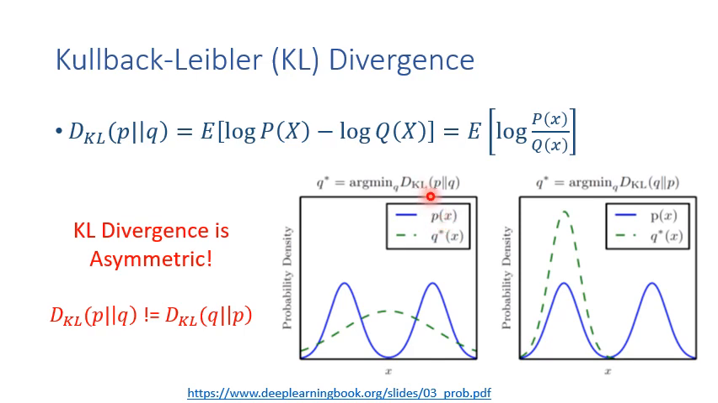So the choice of KL divergence PQ or QP will lead to different results. If we choose KL divergence PQ, then the result, Q star, will be like this. It will look like the average of the two normal distributions. However, if we choose the KL divergence QP, then the result will look like this. Our algorithm may decide to choose one of the modes of probability distribution P. So it may be either here or here. So the choice of KL divergence affects the results of the learning. Therefore, remember that KL divergence is asymmetric. The choice of PQ or QP will lead to different models.